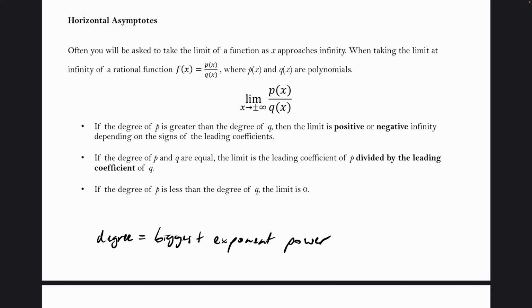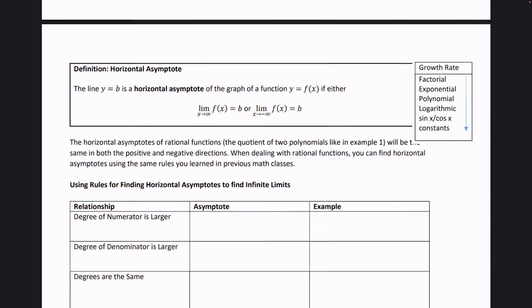I just want to go over this on paper first, and then we'll go to the back and give you some examples. If the degree on bottom is bigger, the limit is 0. Okay? So if the degree is bigger on top, your answer is either going to be positive infinity or negative infinity. If the degree is bigger on bottom, your answer is just 0. If it's in between, it's going to be a fraction. Okay, so let's flip it over to the back. I'm going to give you some examples here.